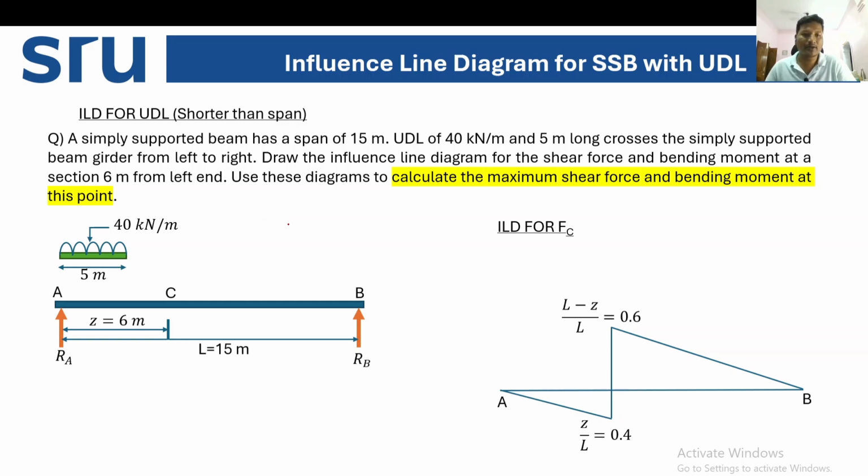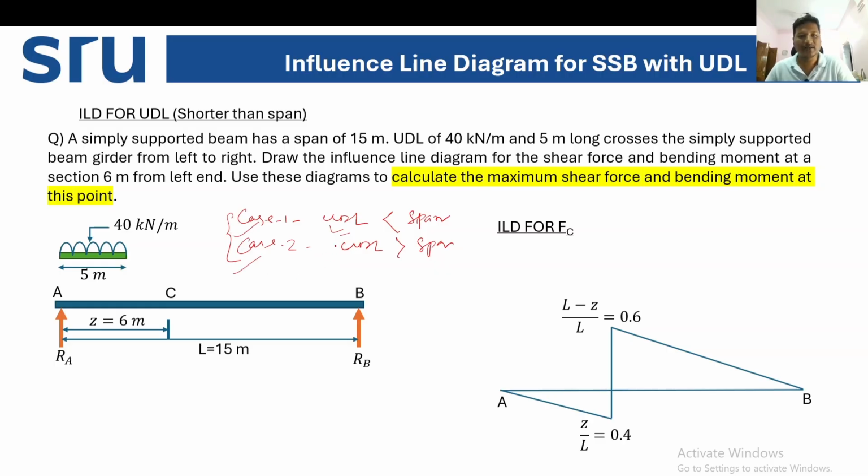So when you talk about UDL, two conditions can be there. Case one: the UDL is shorter than the span length of the beam. Case two: the UDL is longer than the span. This was not the condition when it was a point load. As we are dealing with a uniformly distributed load, these two cases can arise.